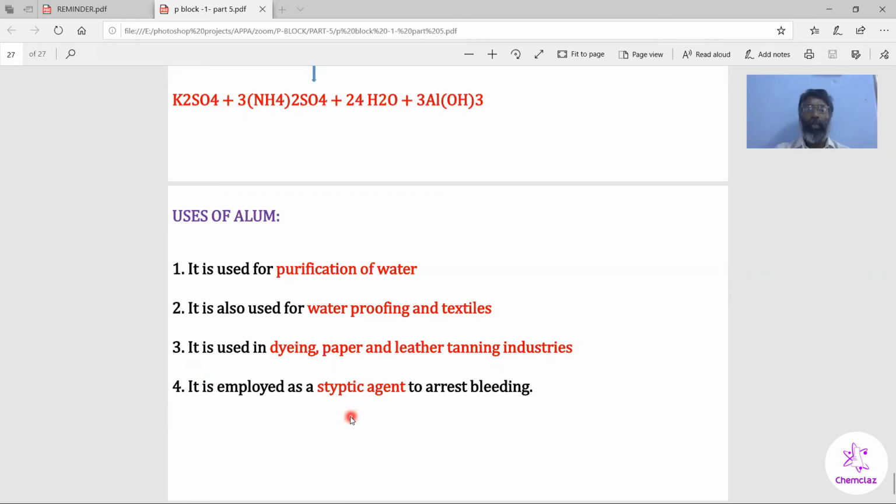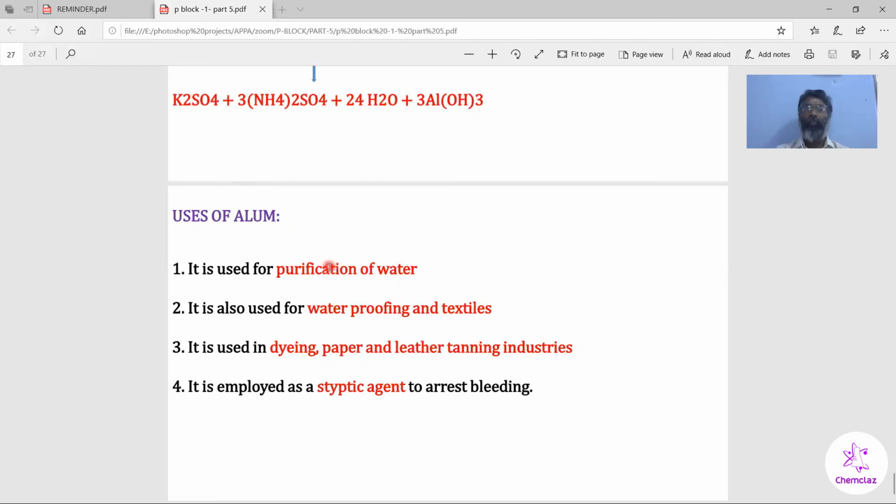Blood is colloidal in nature. If you want to coagulate it, an excess of electrolyte must be added. Here potash alum acts as an electrolyte in coagulating blood. That action is called styptic action, and the substance is called a styptic agent. So this is the important uses of potash alum.